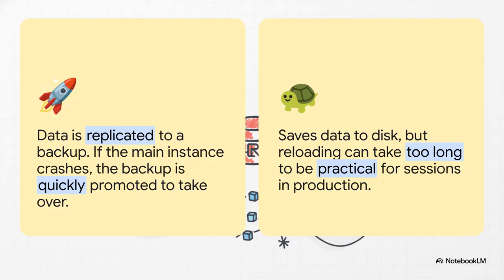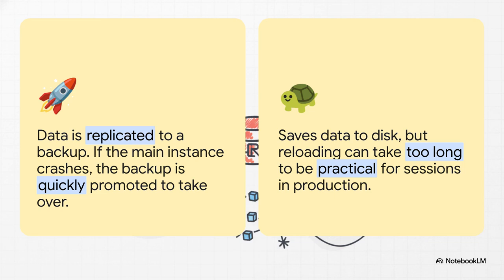Since Redis is all in memory, what happens if that Redis server crashes or restarts? Poof! All your active user sessions are just gone. Now, you could use something like snapshotting, which saves the data to a disk, but reloading that data can take minutes. In a live app, that means kicking every single user out and making them log in again. Not good. That's why for this kind of thing, replication is the way to go. You have a backup Redis instance that's always getting a live copy of the data.